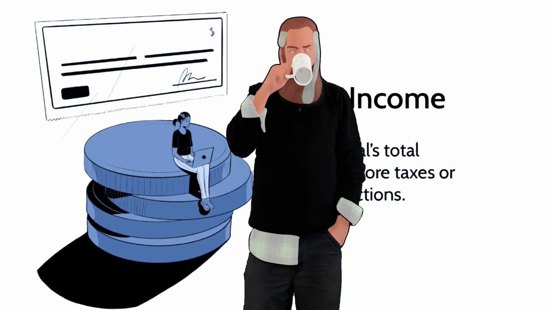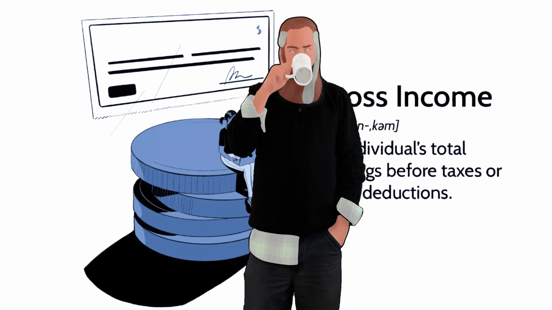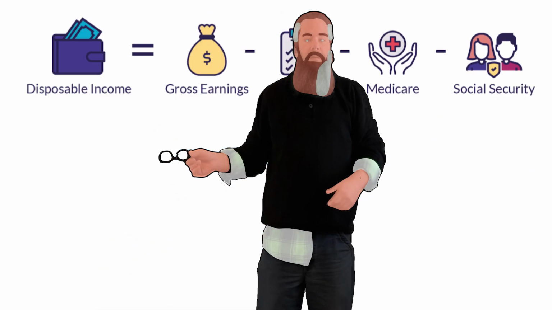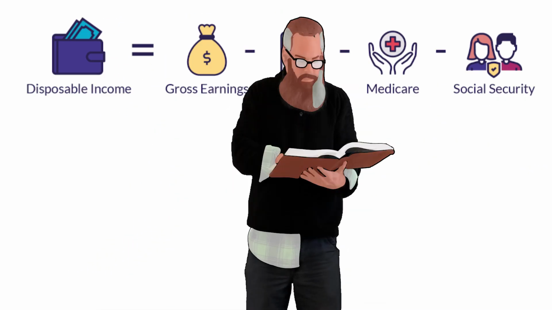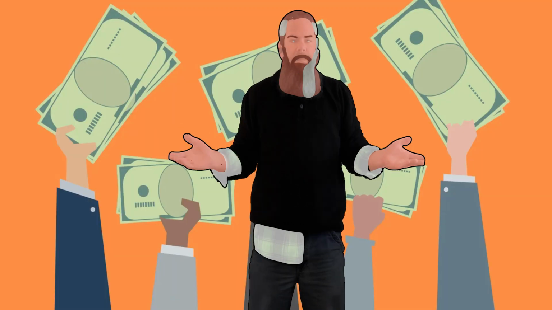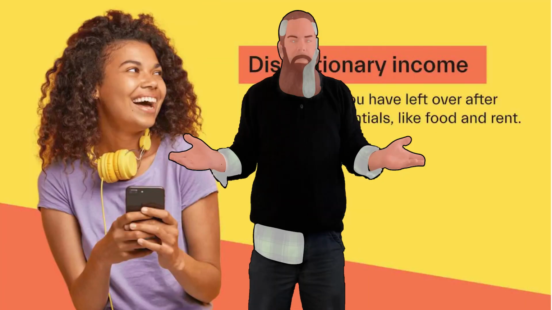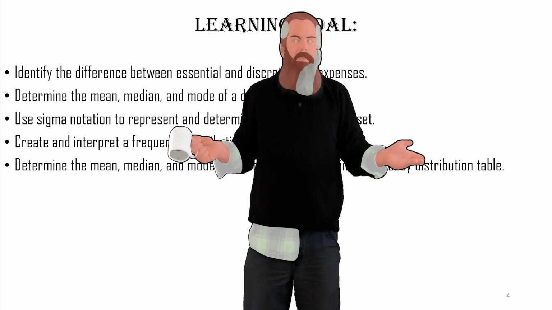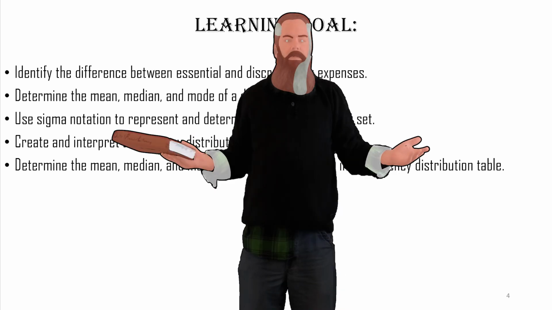Your income before all taxes are deducted is your gross income. Once the taxes are removed from that amount, what remains is known as disposable income. That is, you can dispose of the money, do with it as you see fit. Disposable income is used for 2 types of expenses: essential expenses and discretionary expenses. Now, let's identify the difference between essential and discretionary expenses.